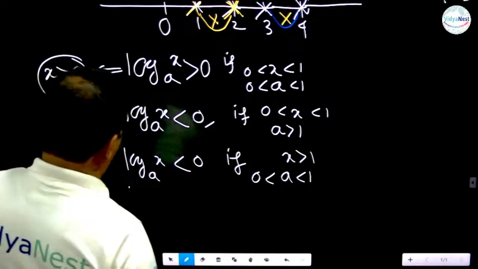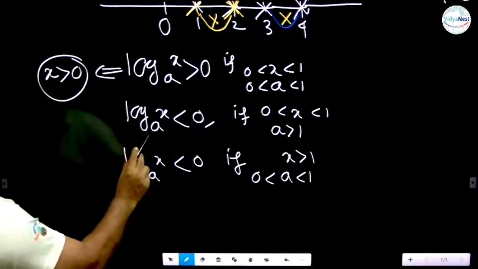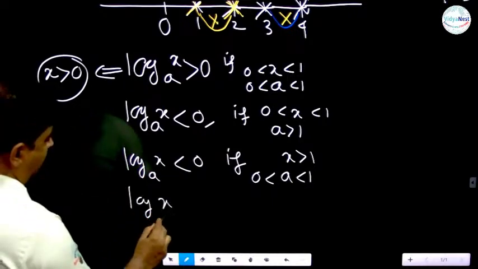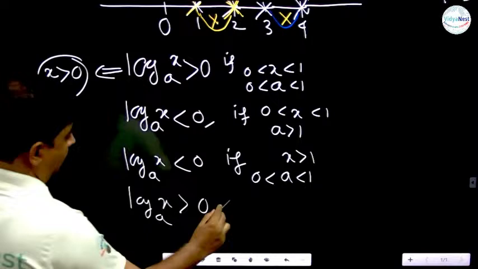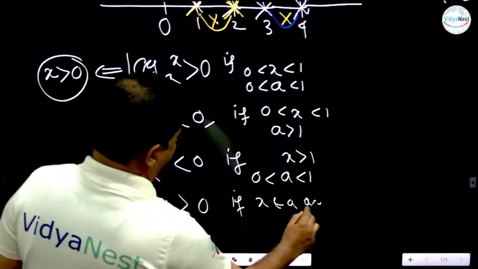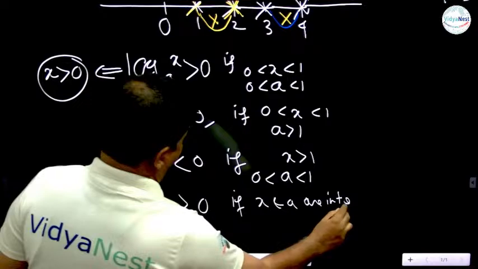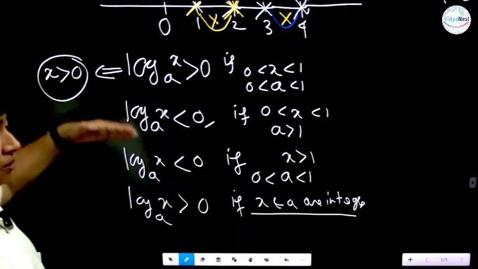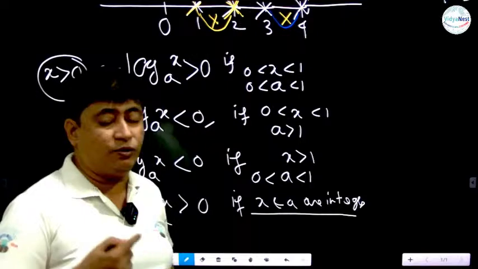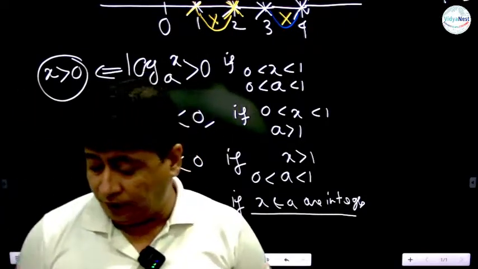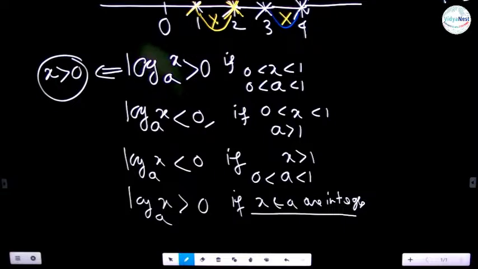You see that log x to the base a is positive if x and a are integers. Now, capitalizing all this concept, let us start a few sums. Then the chapter will be crystal clear for us.